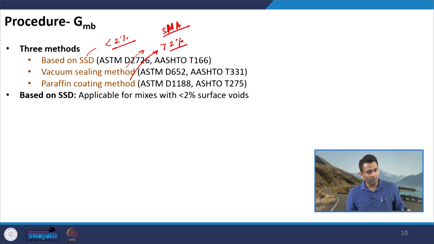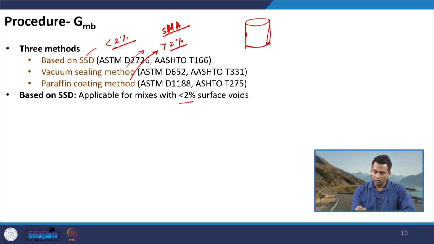So, let us first discuss the specific gravity based on saturated surface dry specimens, and as I said, this is applicable for mixes with less than 2% void. Now, before I move forward, let me try to explain why we are talking about these surface voids here, because we are trying to have an indirect measure of the surface volume of the mixture, and this volume comprises everything, is it not? It comprises the aggregate volume, the bitumen volume, and also the interparticle voids volume.